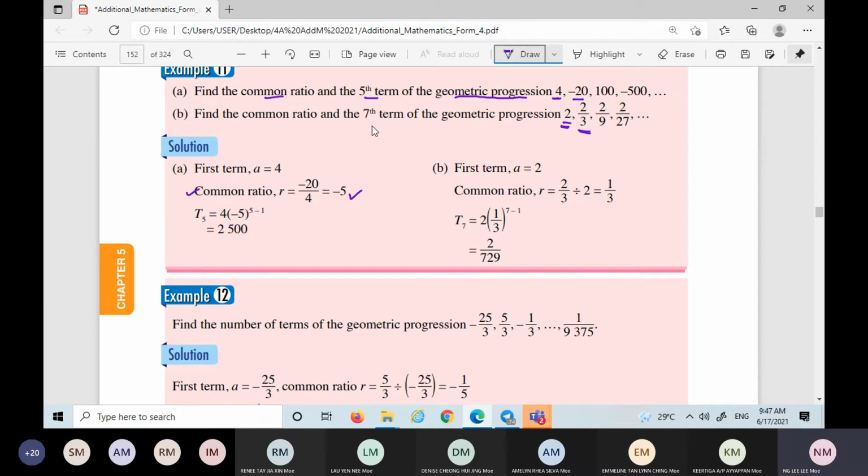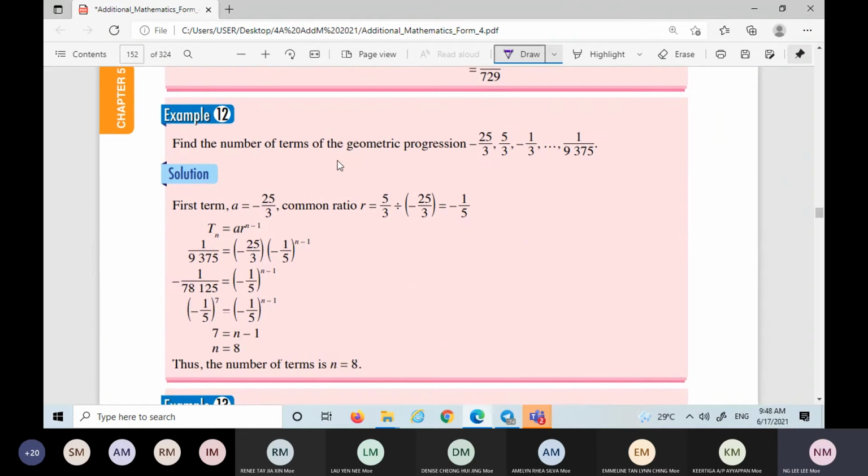Then follow the formula. Find the 7th term, so T7. A is 2, R is 1 over 3, power n minus 1. 7 minus 1 is 6. Then just press the calculator, you will get the answer.